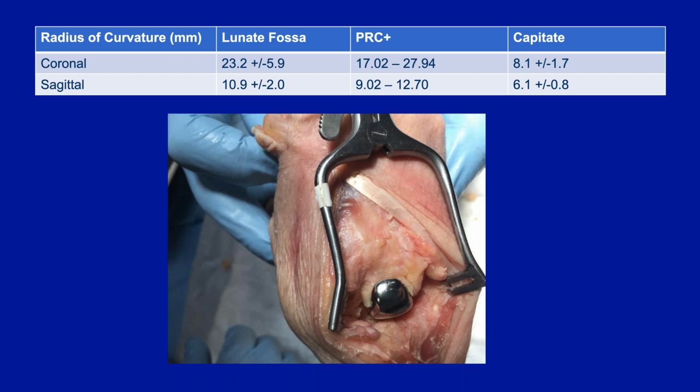And if you look at the radius of curvature in both the coronal and sagittal plane, and you look at the lunate fossa, you look at the capitate, and you look at the PRC plus, which is the capitate cap, you can see that the results are much closer to the normal anatomy when compared to the simple capitate itself. Next slide.